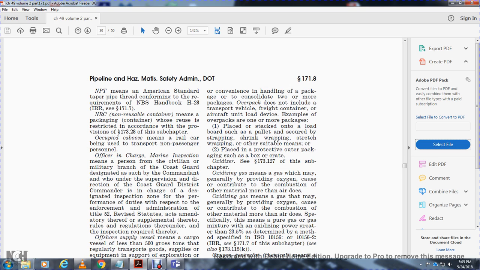Oxidizer, see 173.127 of this subchapter. Oxidizing gas means a gas that generally provides oxygen, causes or contributes to the combustion of other material more than air does. Specifically, it means a pure gas or gas mixture with an oxidizing power greater than 23.5 percent, as determined by the method specified in ISO 10156 and 10156-2.